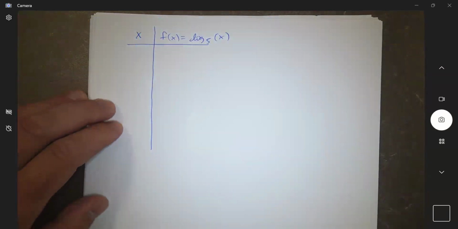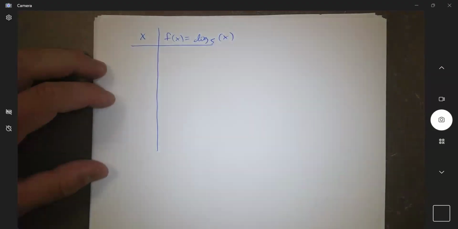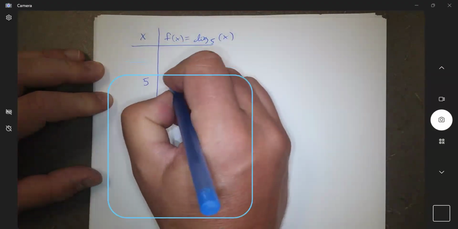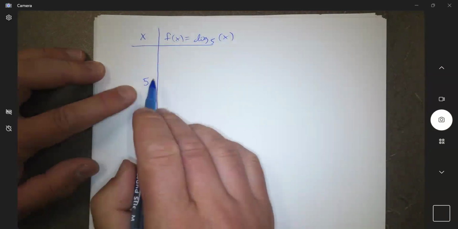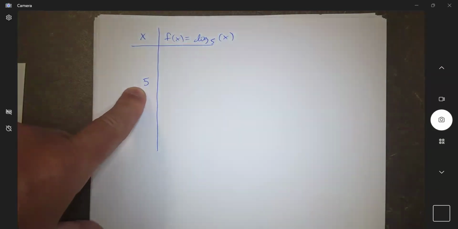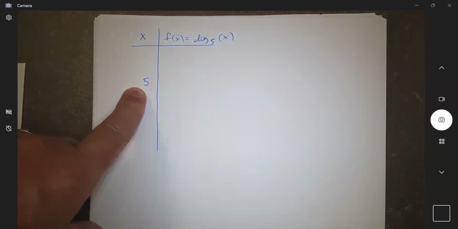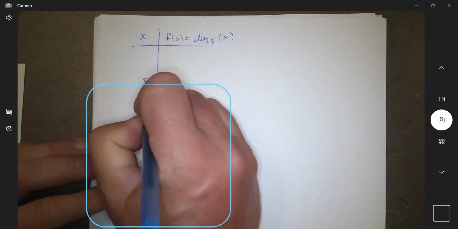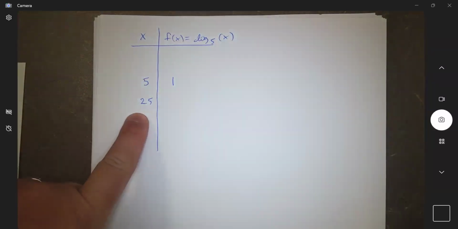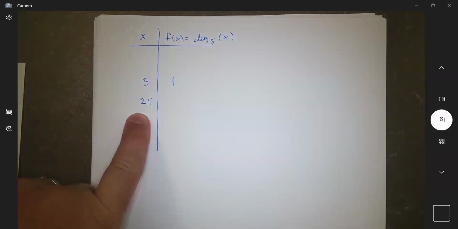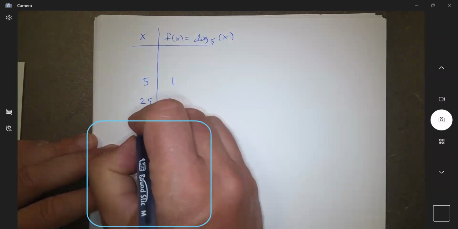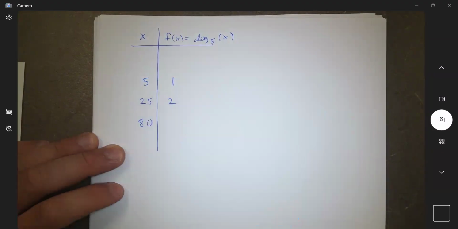Still log base 5 of x. Leave a little bit of room at the top. When x was 5, what's the power of 5 I'm looking at right here? When it's just 5, it's 1. When x is 25, what's the power I'm looking at right here? What power of 5 gets me to 25? 2. Okay. What about 80?